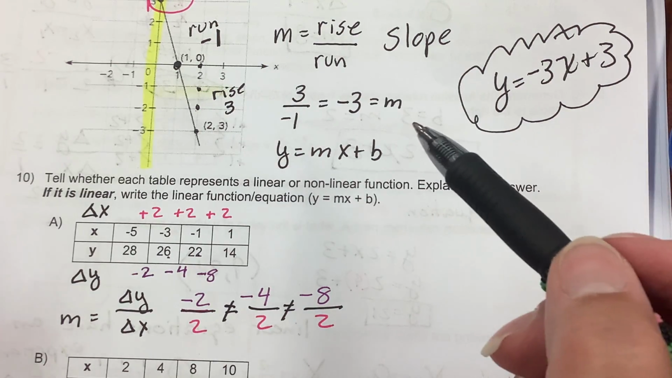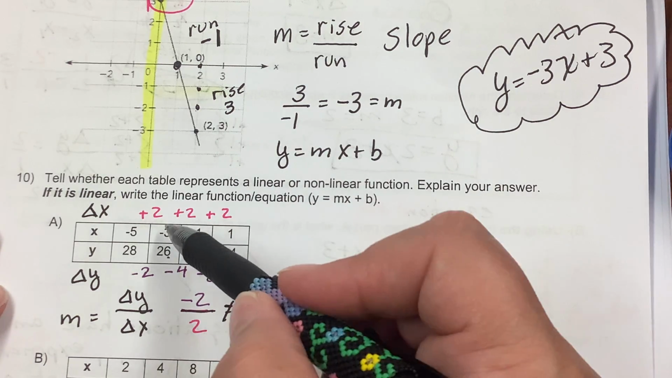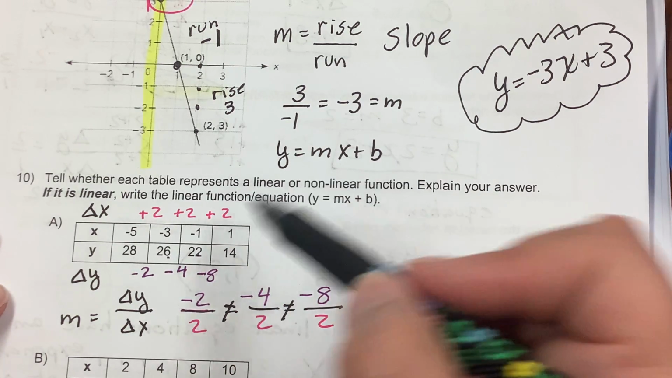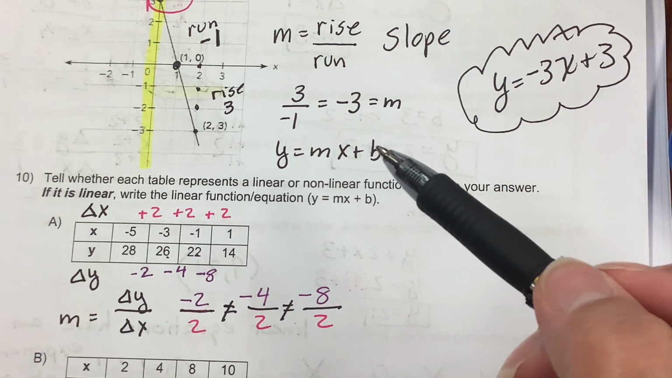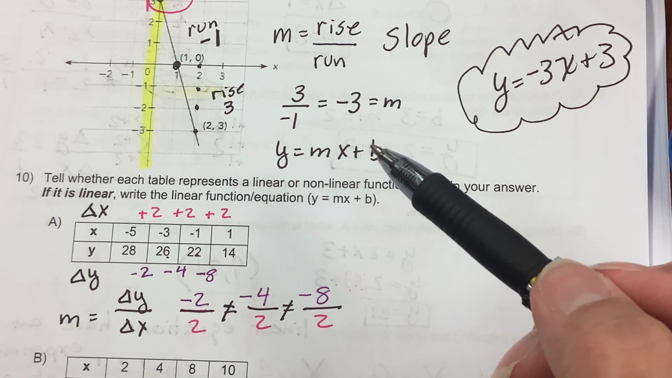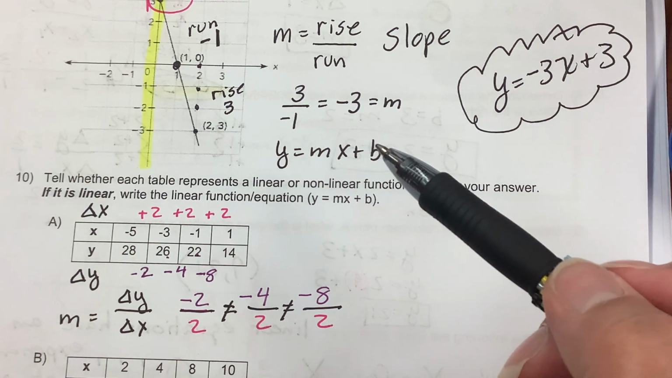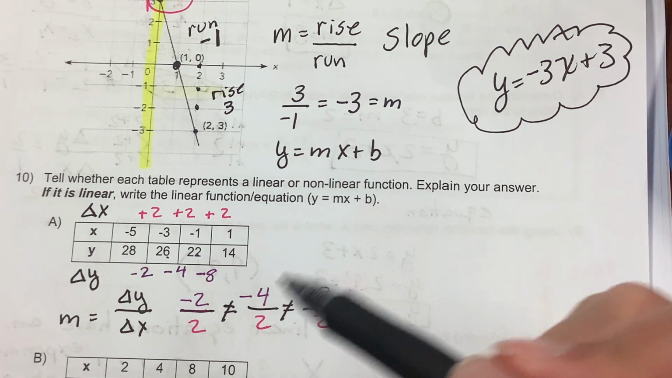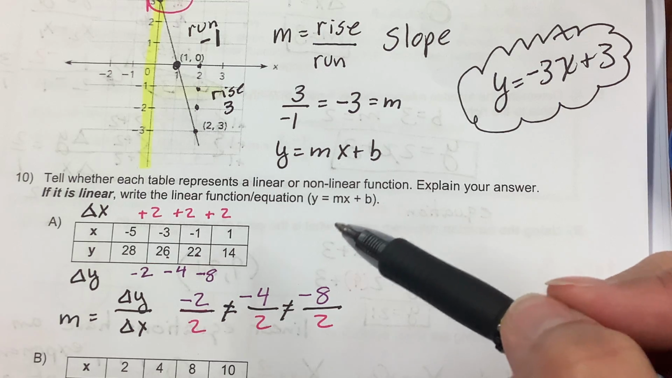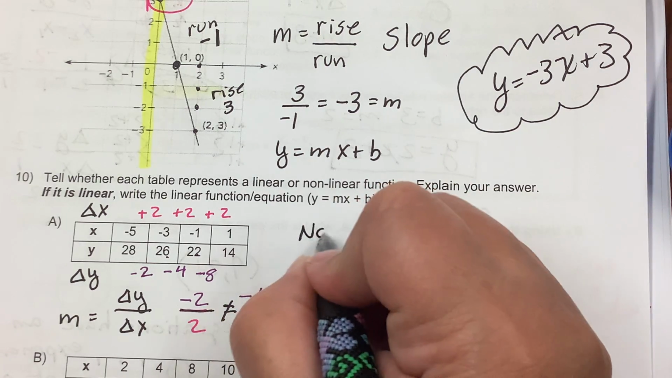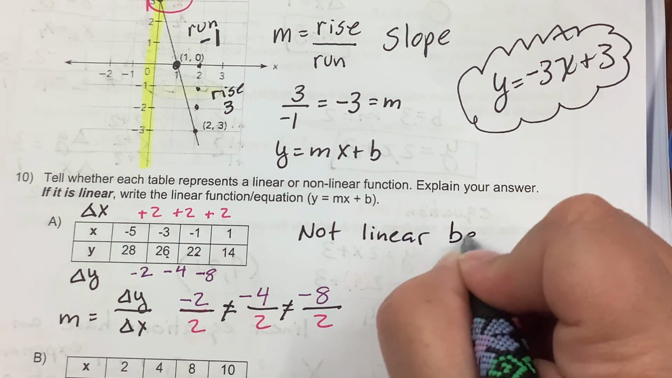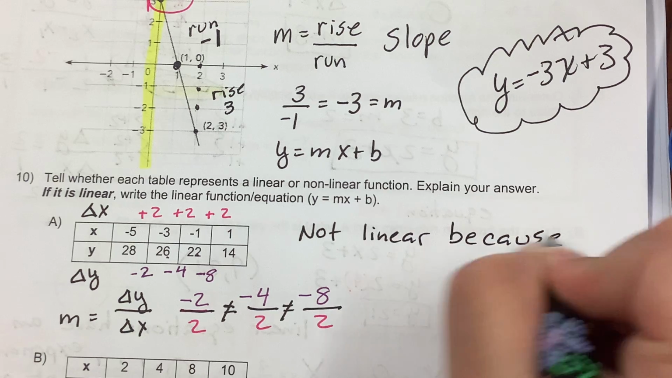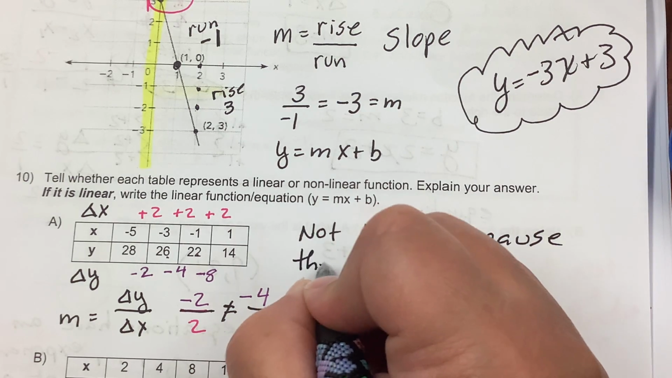But it's still a function. How do I know it's a function? Negative 5, negative 3, negative 1, positive 1. The x values are not the same. If the x values do not repeat, then it is a function. So this is definitely a function, but it's not linear, because there's not a constant rate of change.